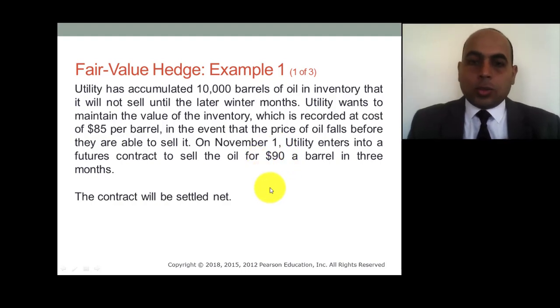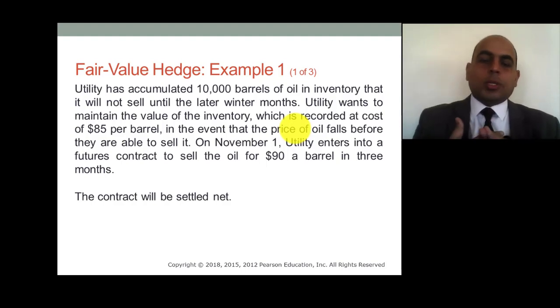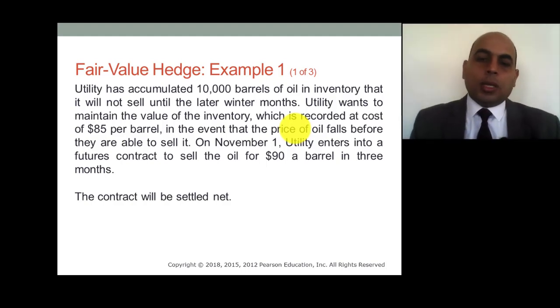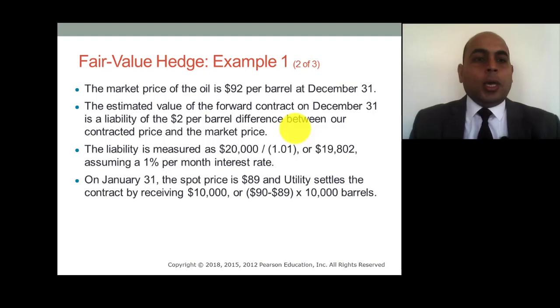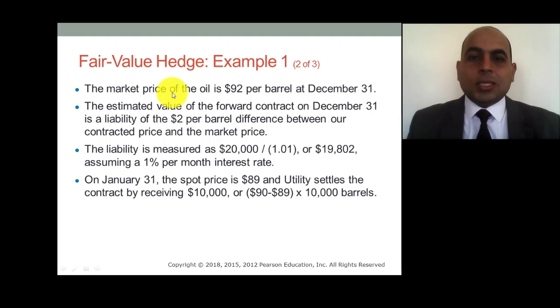Okay, so how did the prices fluctuate during these periods? We entered into forward contract on November 1st, so we will settle it in 3 months. We will pass November, December, and January. We will settle it at the end of January or at the beginning of February. Here, the market price is given. The market price of the oil is $92 per barrel at December 30.